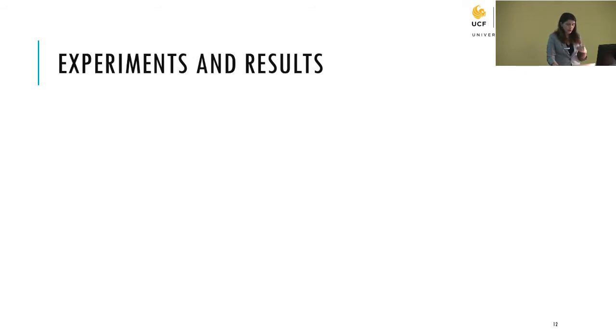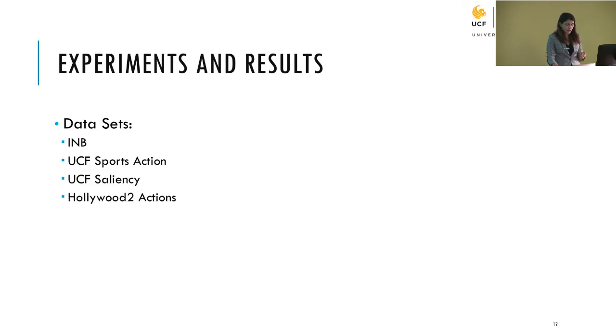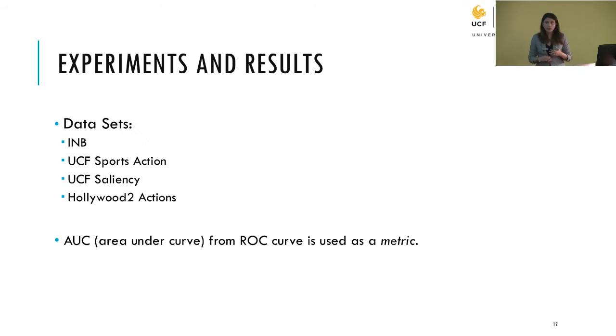So we tested our method on different data sets. We have 4 different data sets: INB, UCF Sport Action, UCF Saliency, and Hollywood 2 actions. And we report the AUC, area under curve, for the ROC curve as a metric.